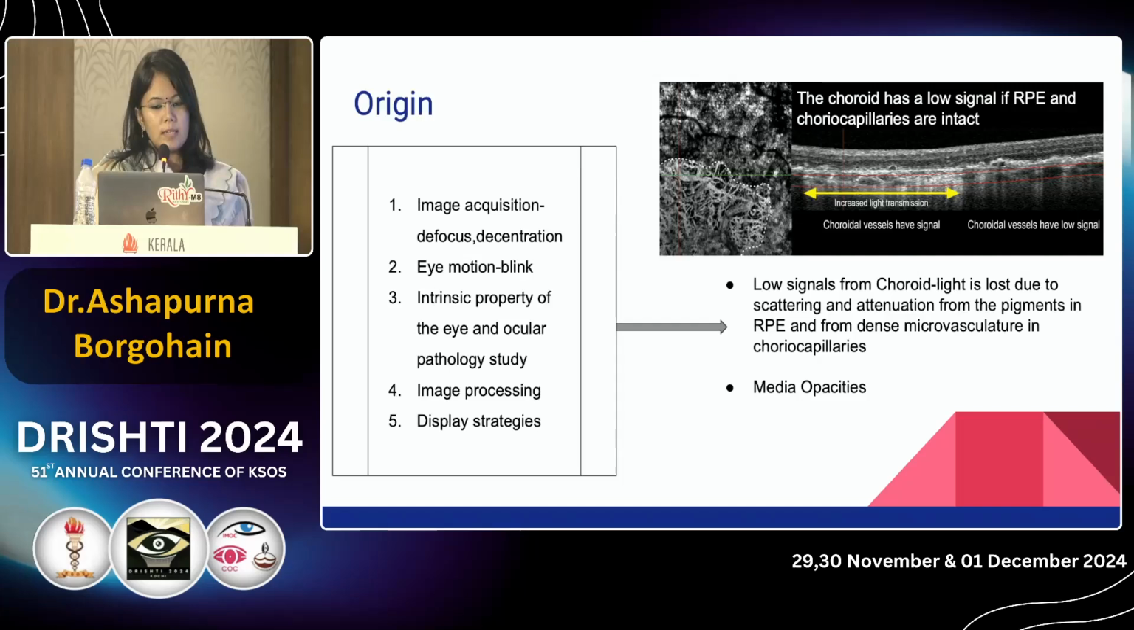So why do we see these artifacts? It can start from the very beginning, when we acquire the image itself, like defocus artifact and decentration artifacts, or due to some bulk motion like eye motion, head motions of the patient, or some intrinsic property of the eye, or image processing or display strategies.